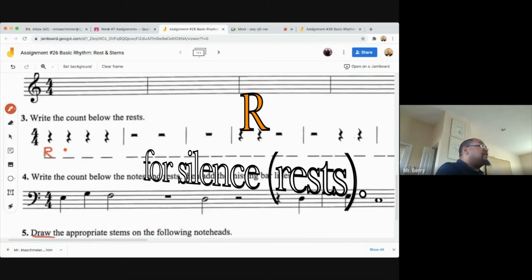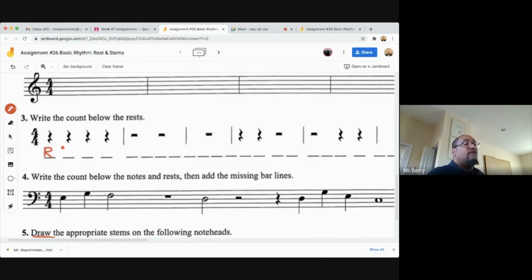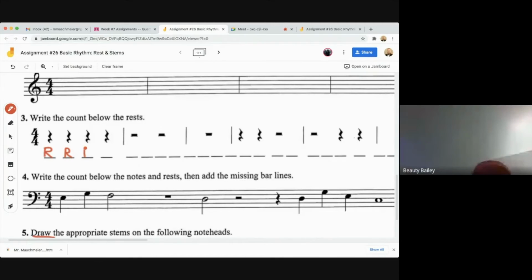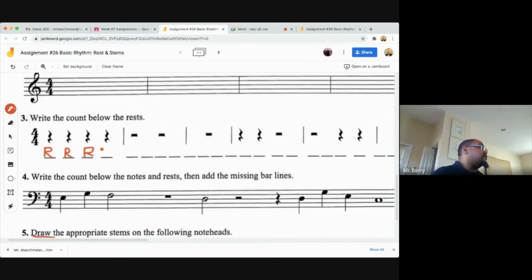All right, so if we look at the first measure, we see that we have 4 quarter rests, right? The time signature is 4/4 time. So how many R's are we going to write, guys? 4. Exactly. We're going to write 4 R's, okay? So that first R represents beat number 1. The second R represents beat number 2 in the measure. The third one represents beat number 3, and the fourth one represents beat number 4.